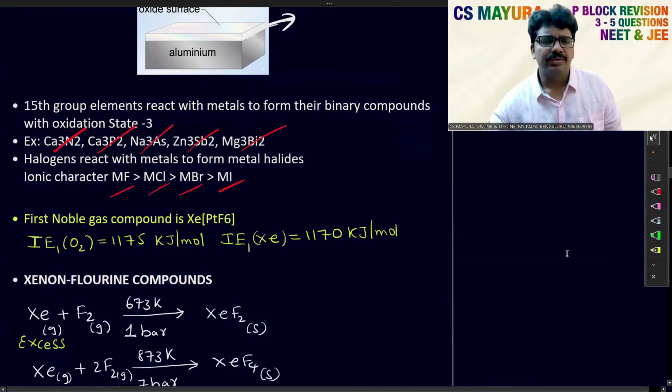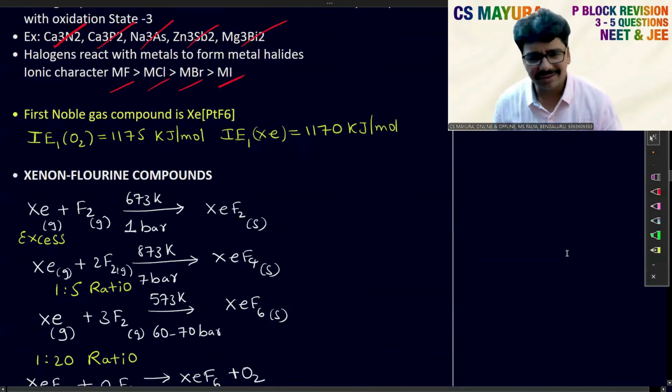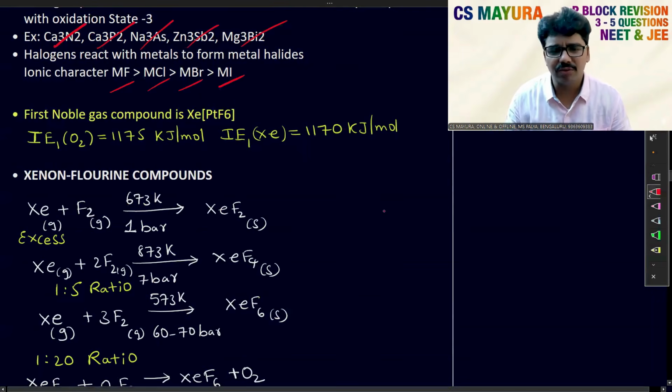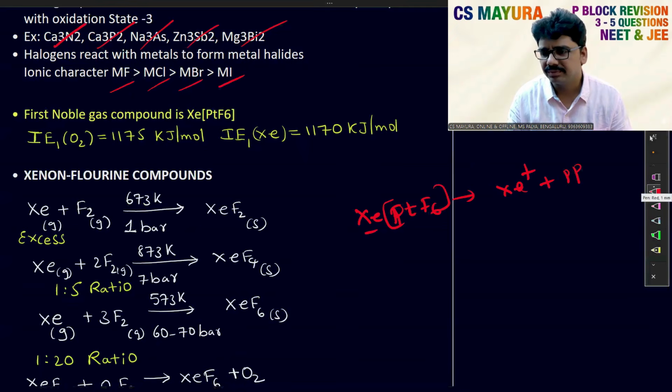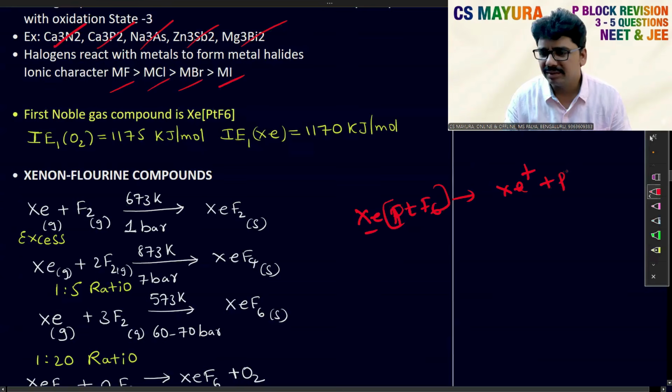Now, coming to noble gases. The first noble gas compound is what? Xenon hexafluoroplatinate. Here we have some exceptions. In this, the xenon oxidation state is +1: Xe+ PtF6-. So this is an exceptional oxidation state for xenon.